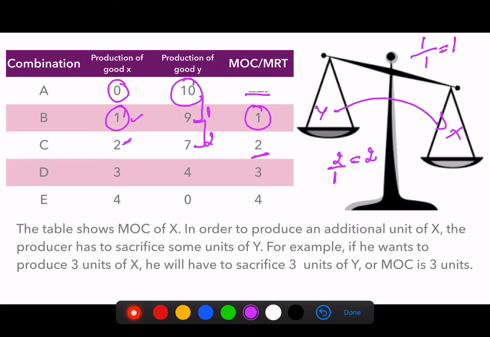Now in D combination, the producer again wants to produce 1 more unit of good X. In that case, he sacrificed 3 units of good Y, from 7 to 4. He sacrificed 3 units of good Y to produce 1 additional unit of good X. In that case, MOC is 3. Now in the fifth combination, that is combination E, the producer has shifted all the resources to produce 1 more additional unit of good X. In that case, MOC is 4.